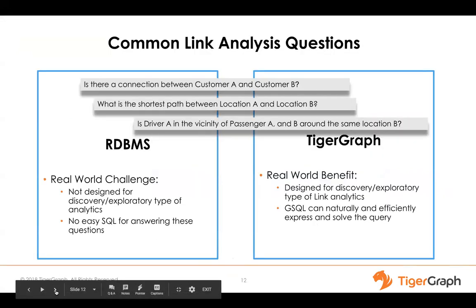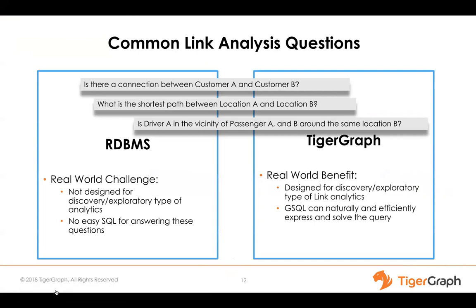What are some of the common questions link analysis can help you answer? For example, is there a connection between customer A and customer B? What is the shortest path between location A and location B? That's common in a supply chain use case. And is driver A in the vicinity of passenger A and B around the same location B?